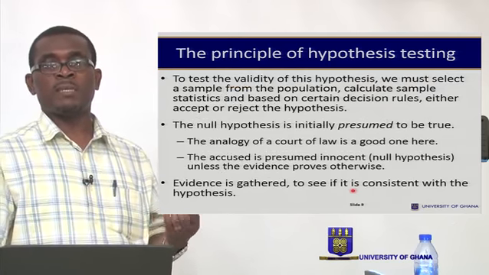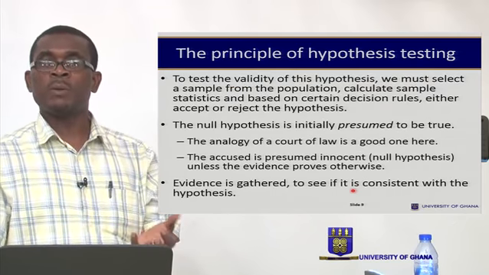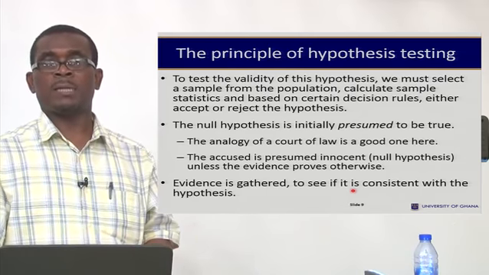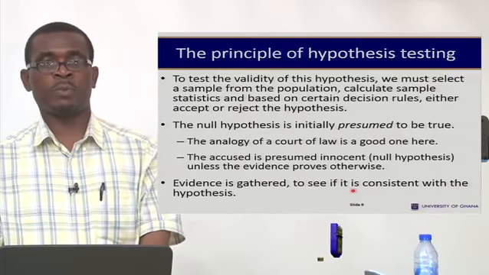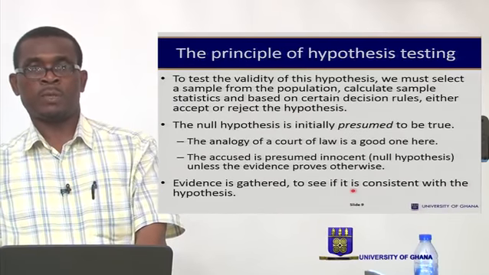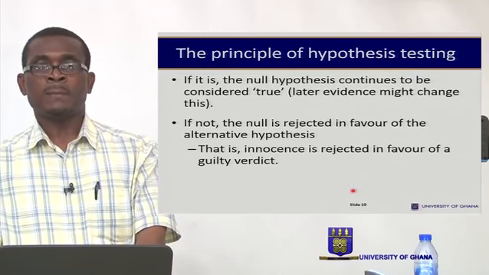Now, to test the validity of this hypothesis, we must select a sample from the population, calculate sample statistics, and based on certain decision rules, either accept or reject the hypothesis. And I indicated to you earlier that the null is initially presumed to be true. So we can make an analogy of the court of law, where the accused person is presumed innocent, which is the null, unless the evidence proves otherwise. So we go to court. You are presumed innocent until proven guilty. Okay, so that's it.